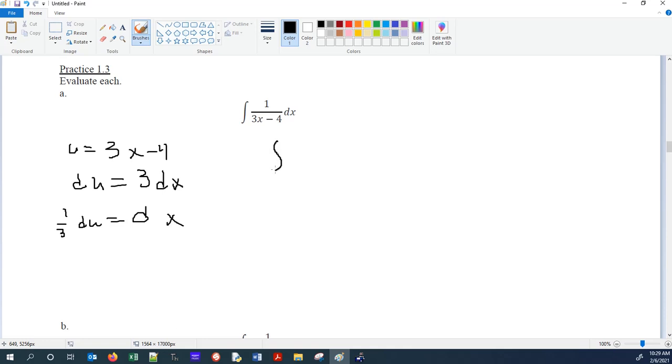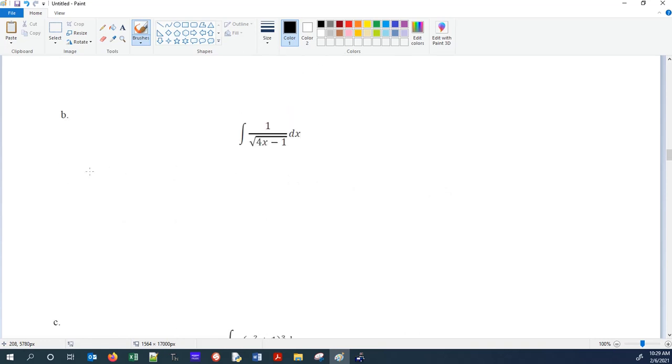So this is the integral of 1 over u du times 1/3. This becomes 1/3 times the natural log of the absolute value of u, and our u is 3x minus 4. I'll go ahead and replace that. Plus c.